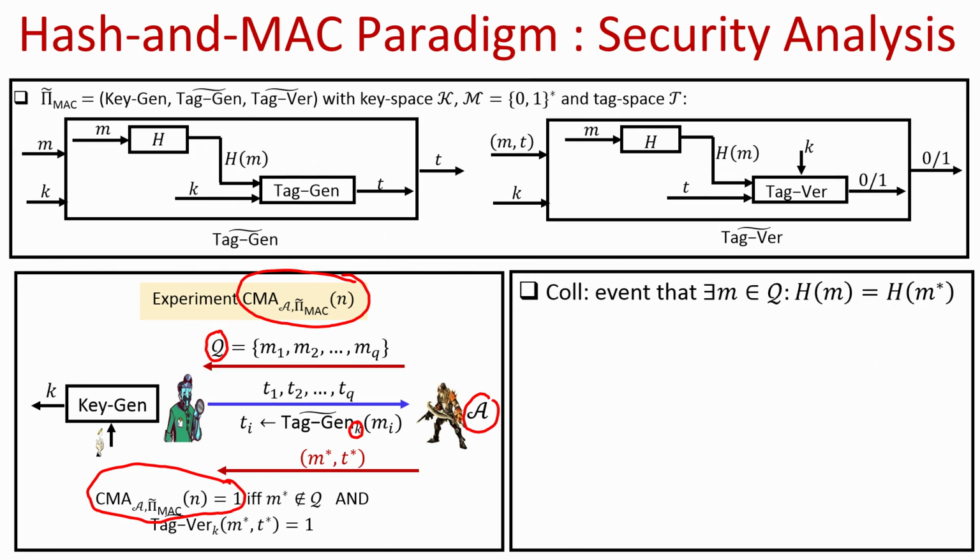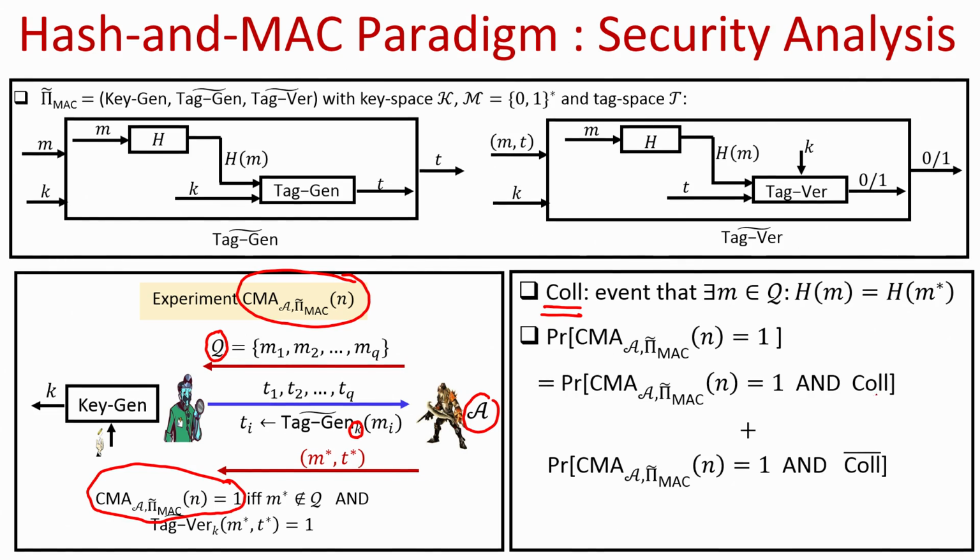So, to analyze the success probability of this CMA experiment, let me define an event called COLL, which denotes the event that there exists at least one message in the set of messages for which the adversary has asked for the tag, such that the hash of that message M is the same as the hash of the forged message M star. Now it is easy to see that the success probability of the adversary against this CMA experiment, or the probability that the output of the CMA experiment is 1, can be split into two disjoint events, namely conditioned on whether the event collision happens or not, right.